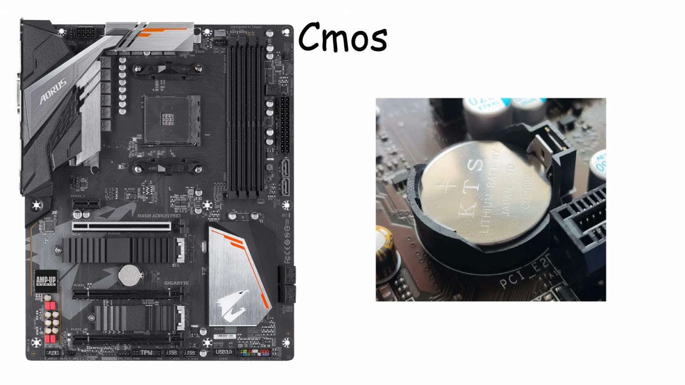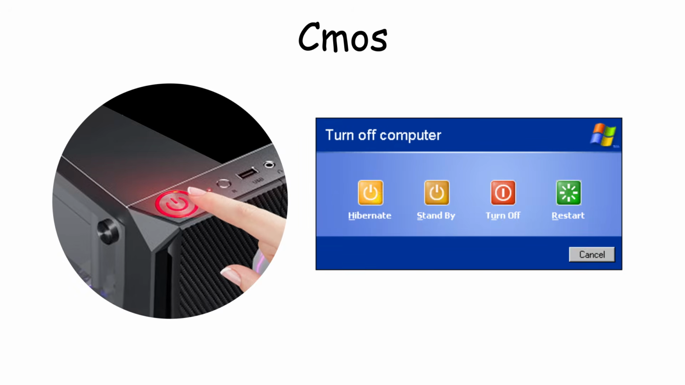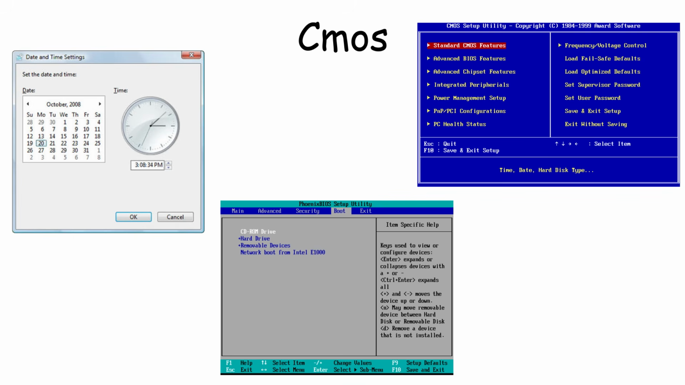Close to this area, you will usually see a small round silver battery. This is the CMOS battery. Its job is to keep important motherboard settings stored even when the computer is turned off. Things like system time, boot order, and BIOS configuration are preserved using this battery.